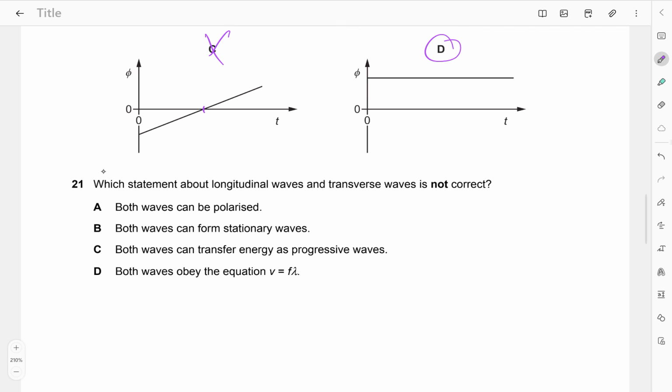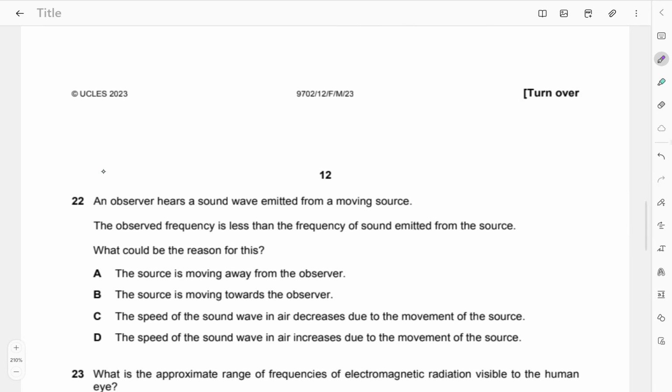Which statement about longitudinal waves and transverse waves is not correct? Both can be polarized. We cannot polarize longitudinal waves, so this is not correct. Both waves can form stationary waves, that is true. Both waves can transfer energy, yes. Both waves obey that equation, yes. But longitudinal waves already have vibrations of particles in the same direction or parallel to the direction of propagation of energy. So longitudinal waves cannot be polarized. So that is not correct.